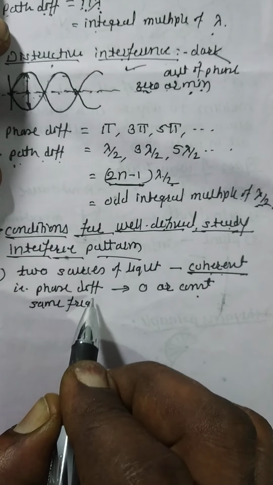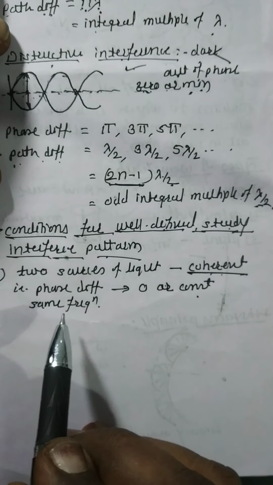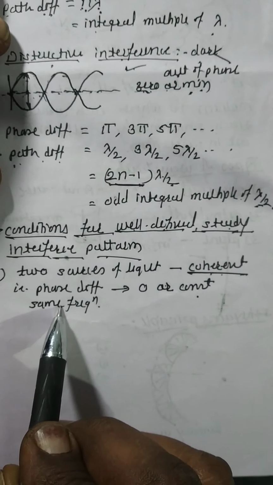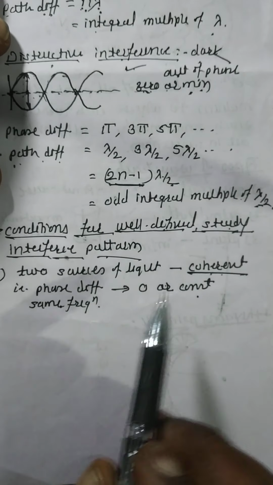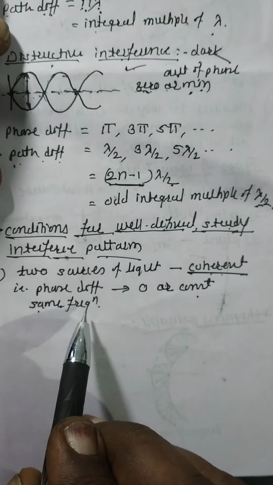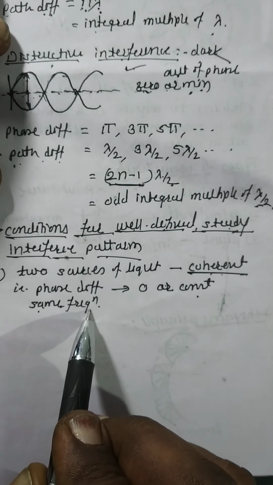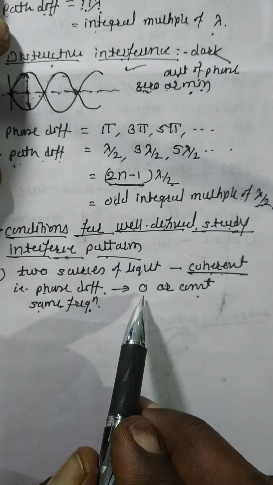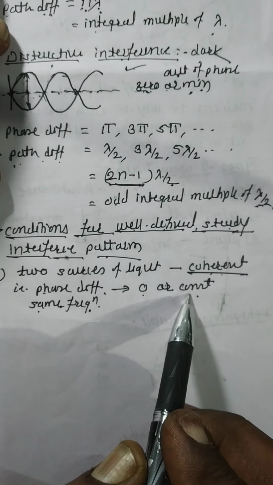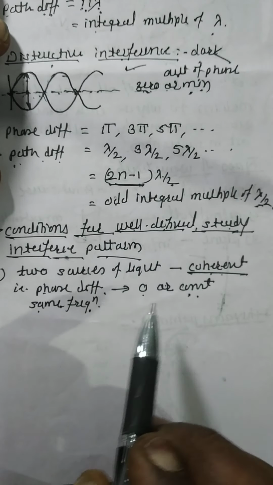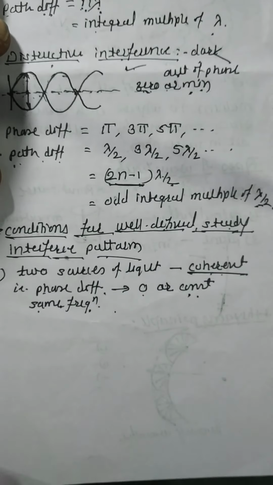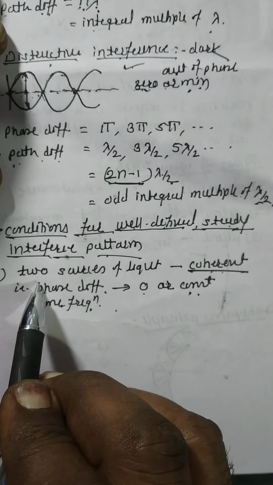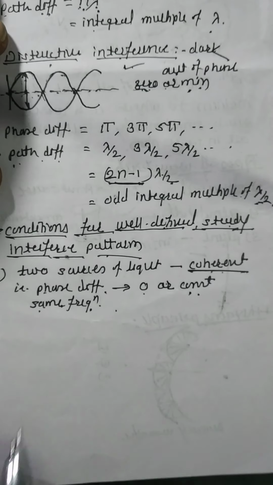Use this word carefully. What are coherent sources? The sources which produce waves having the same frequency and having a phase difference between them either 0 or constant. Such sources are called coherent sources. So the first condition: the two sources of light must be coherent.